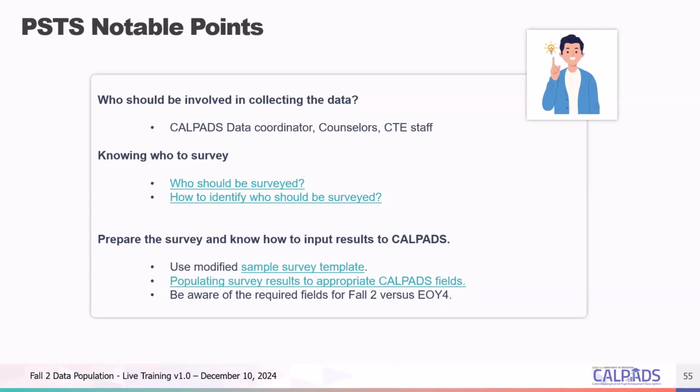And you will need to be aware of the required fields for fall two rather than the fields for end of year four. In fall two, we collect PSTS data for our CTE completers. And in end of year four, we collect PSTS data for our special education completers. And so we need to know which of those fields are relevant to CTE in fall two and which are relevant to special education in end of year four.